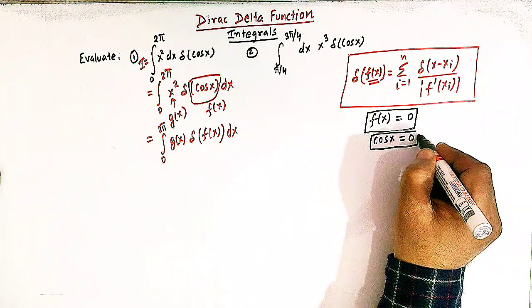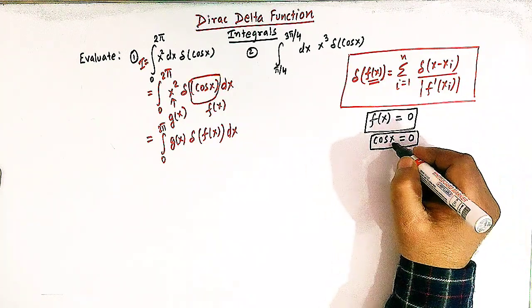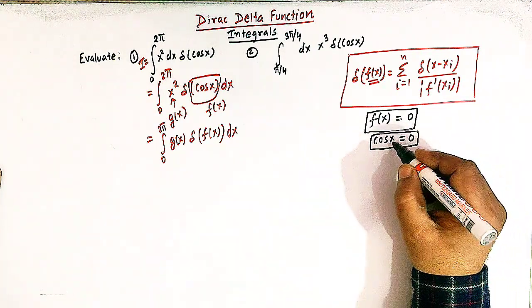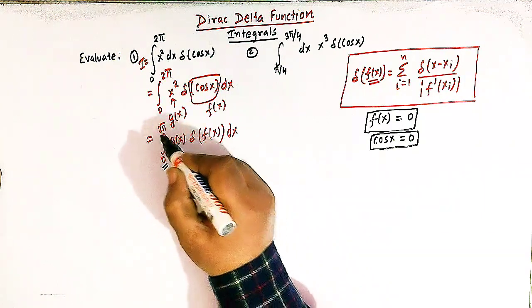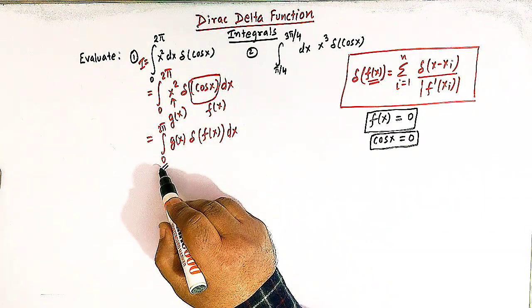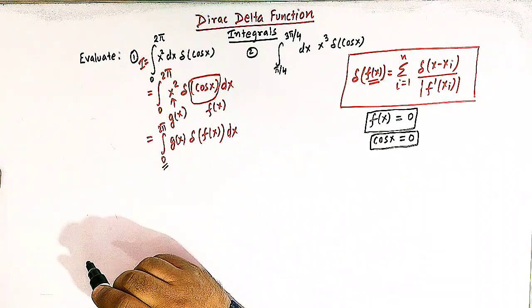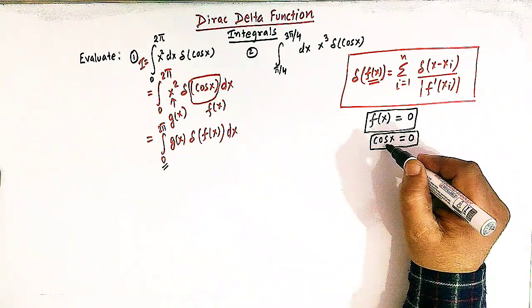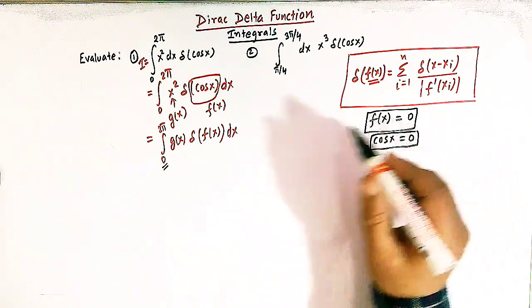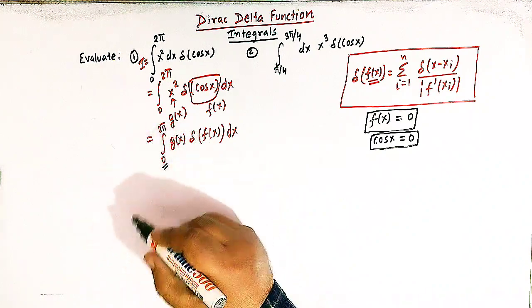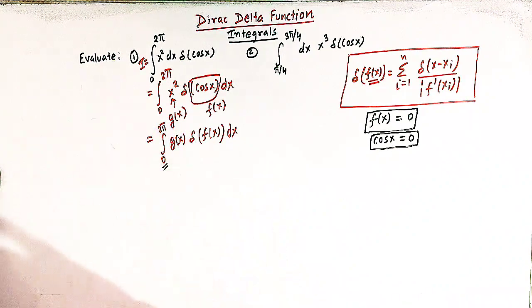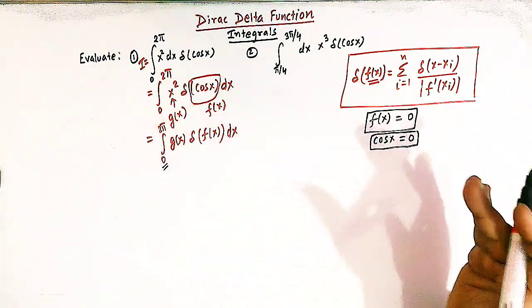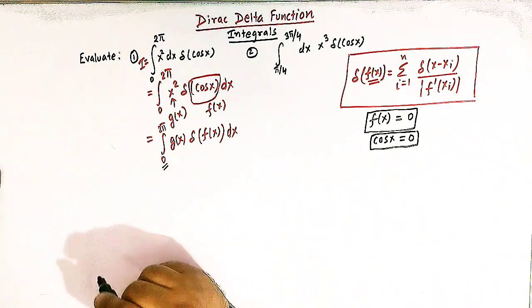Now this is a trigonometric equation, and this equation has an infinite number of roots, but here we have the limits, that is, x varies from 0 to 2 pi. So we have to consider only those roots of the equation cos x is equal to 0 which lie within this interval, 0 to 2 pi, and we have to neglect all other roots, because for the other roots the delta function is 0.